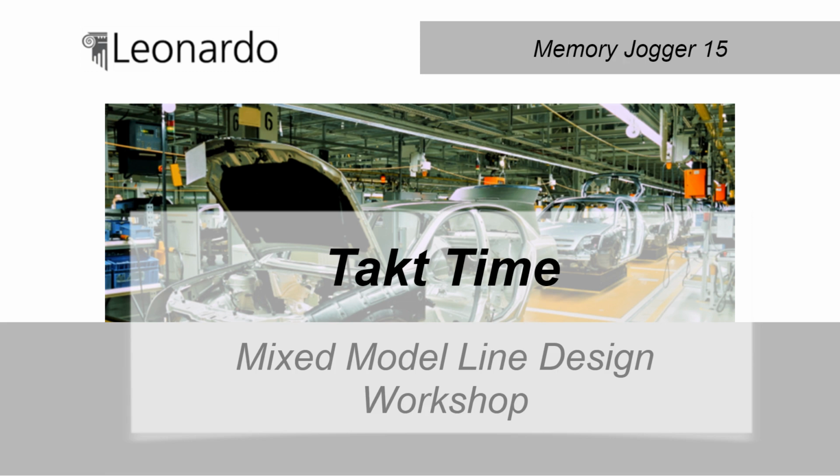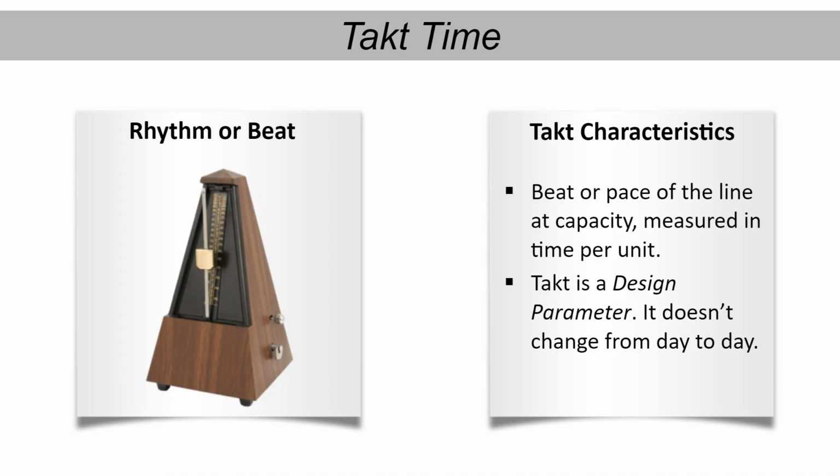In this memory jogger, we will remind you of the concept of takt time and the takt time calculation. Takt time, or takt, is a German word that refers to the timing or tempo of a musical passage. Other ways to think of this are the beat, or the rate. It is both calculable and measurable. For your mixed model line, takt is the line's formulated production rate. This rate is calculated and is a design parameter for the line.